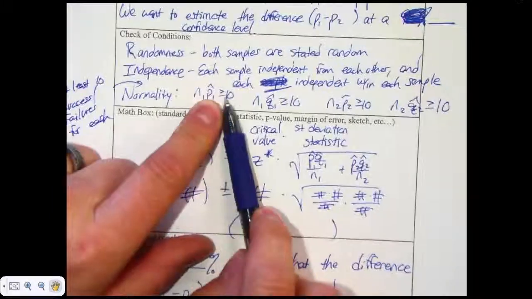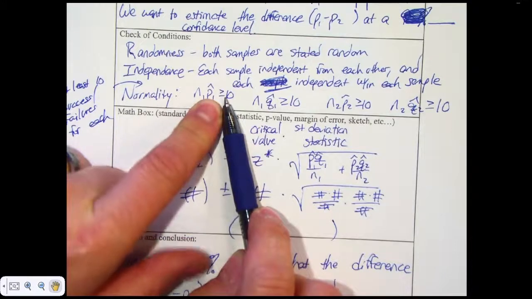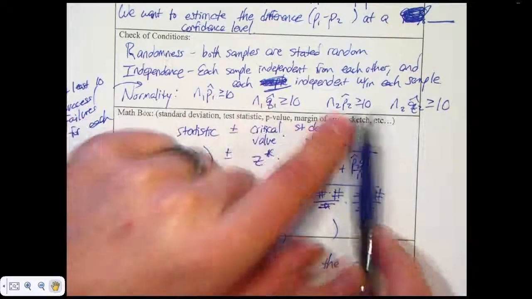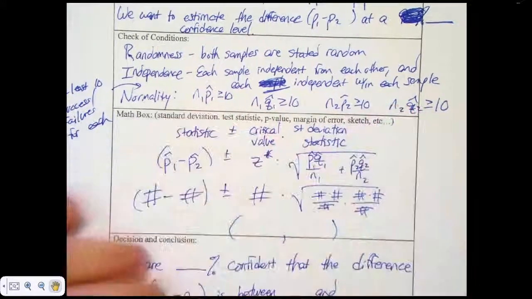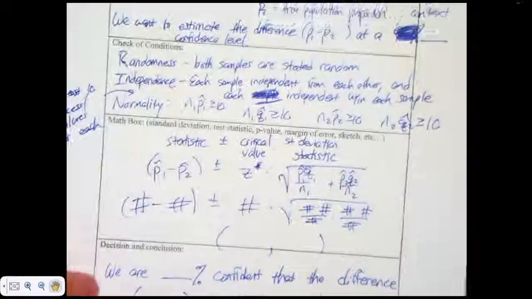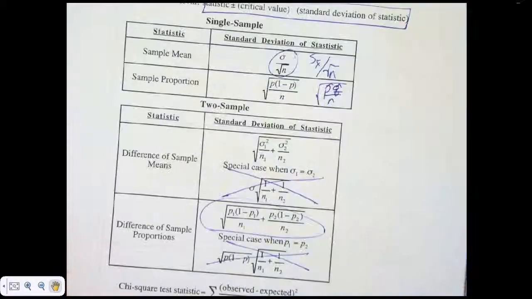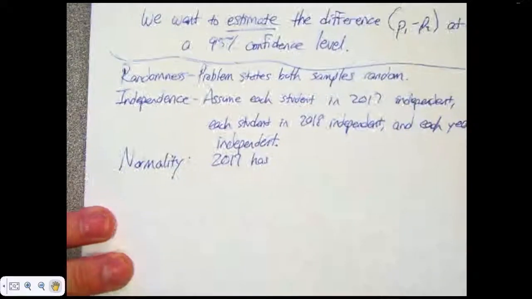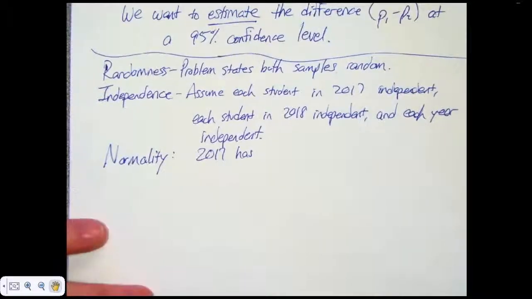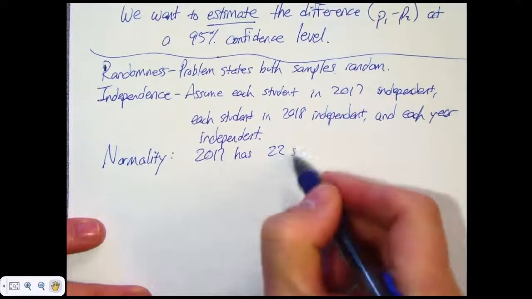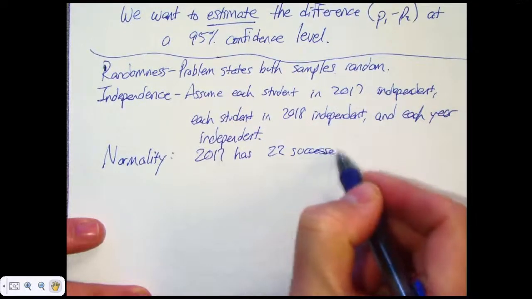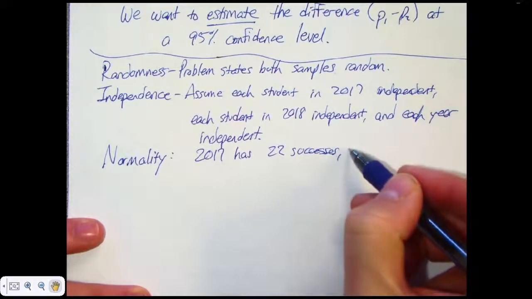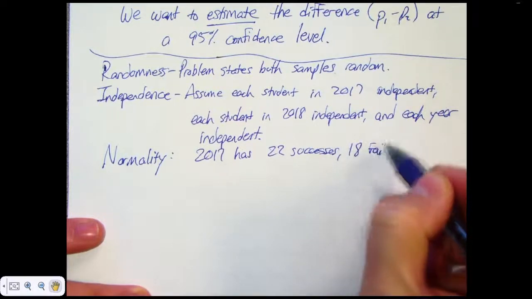That's all this math is showing. Like if you figure out this math, it's going to tell you the number of successes. This will tell you the number of failures. This will tell you the number of successes. This will tell you the number of failures. Well, they just gave me numbers instead of proportions, so I could just kind of roll with what they did. So 2017 has how many successes? 22 successes. How many failures? 18 failures.